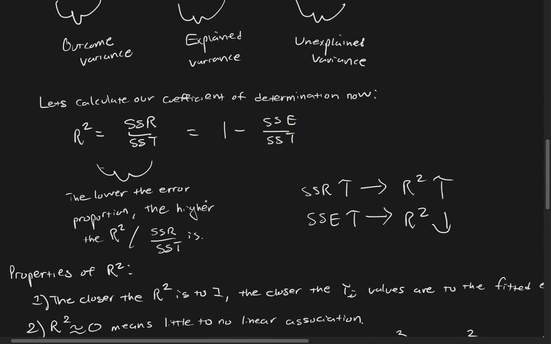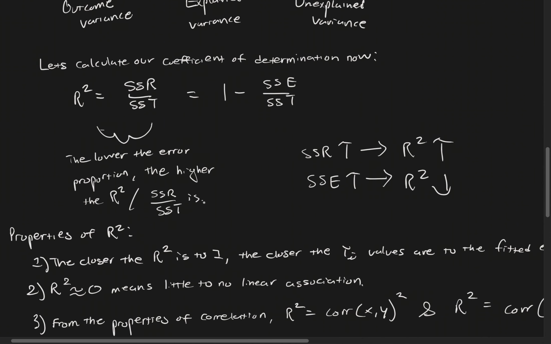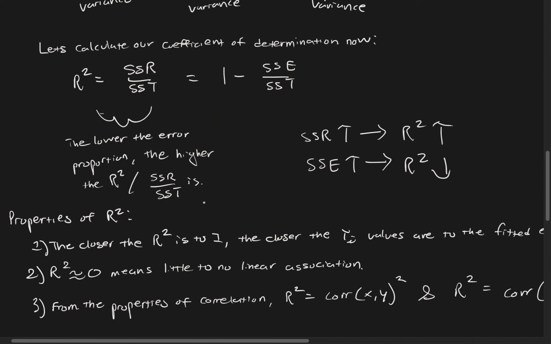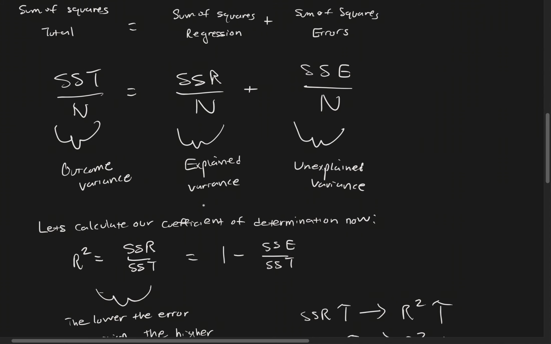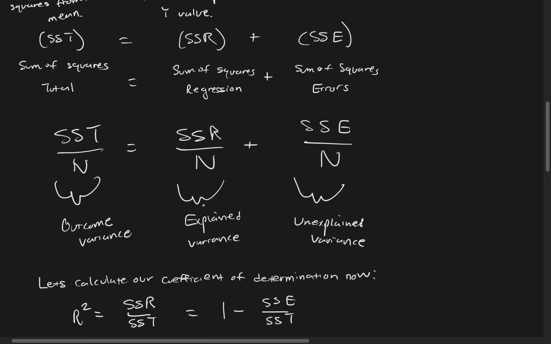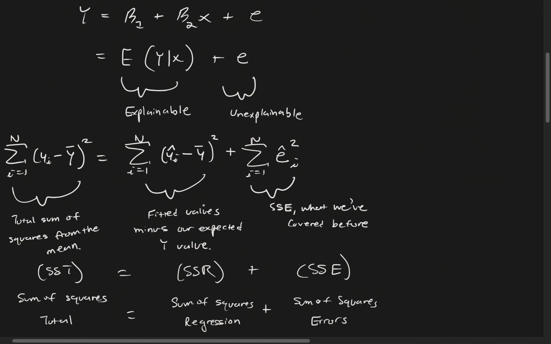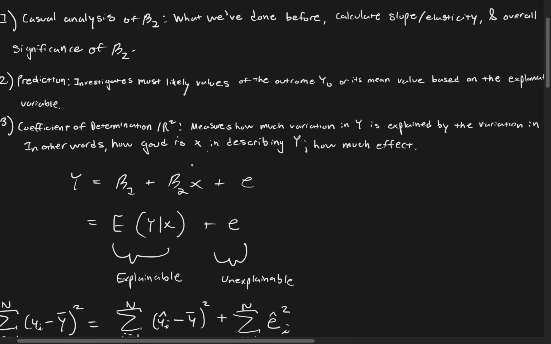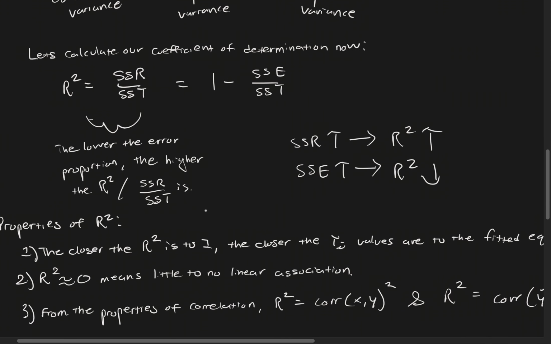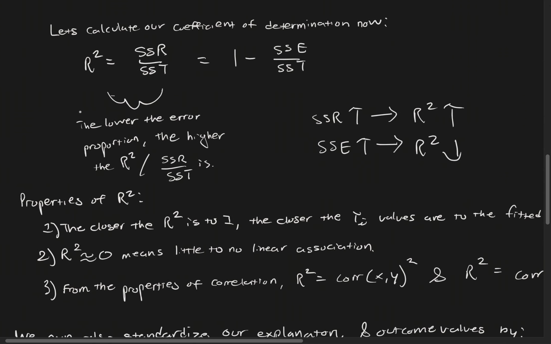And so we can create trends for that, saying if the sum of squared regression increases, then obviously the r squared will also increase. And if the errors decrease, or the errors increase, I guess, then the r squared decreases, which would make sense because the higher our errors, or the worse our fitted equation is, then the r squared, which we defined as how good x is describing y, would be lower because we have more errors in our fitted equation.